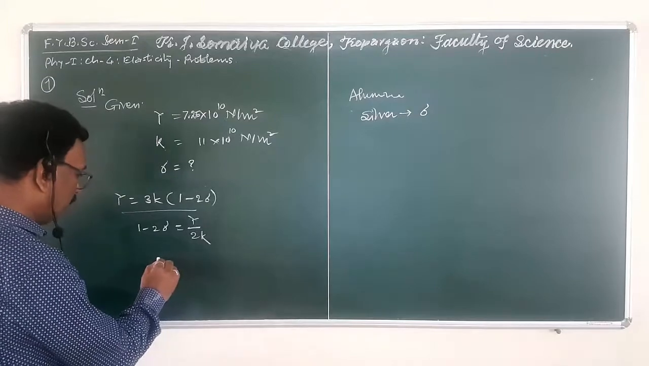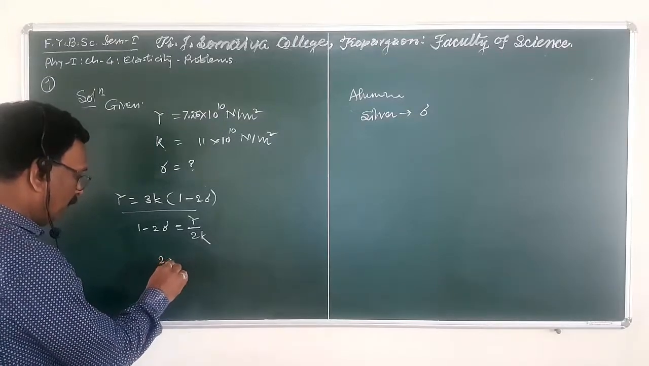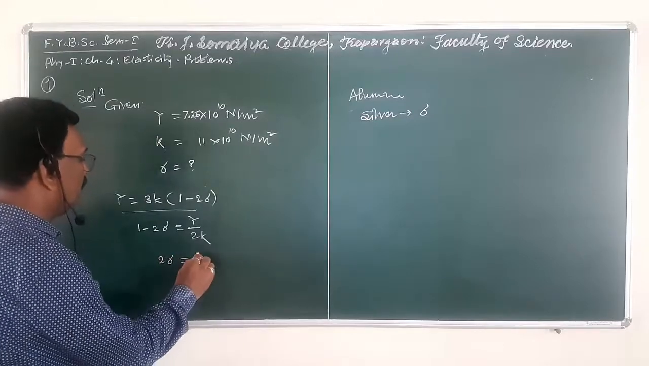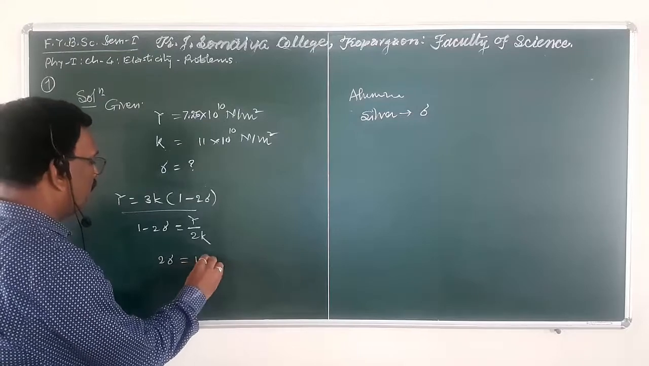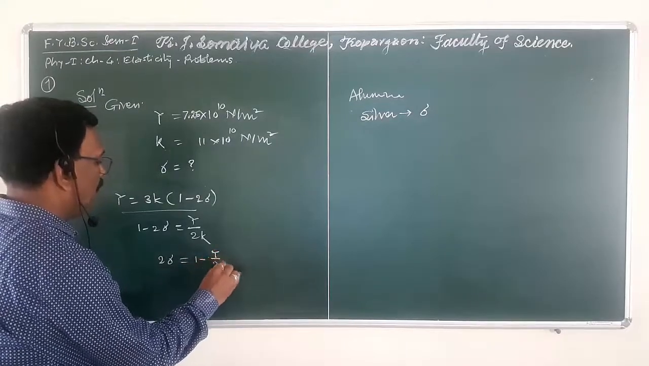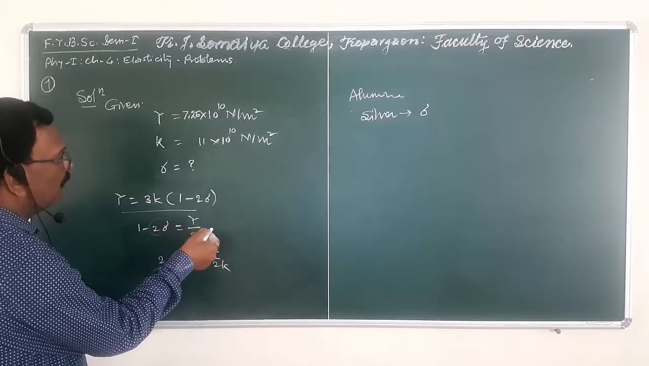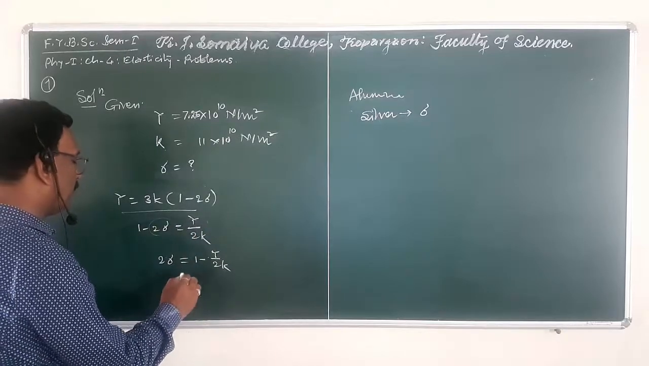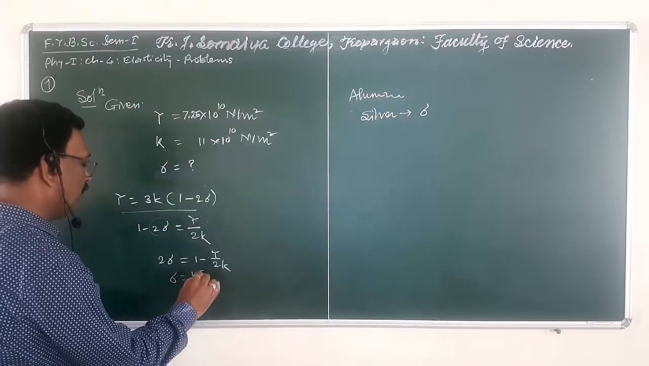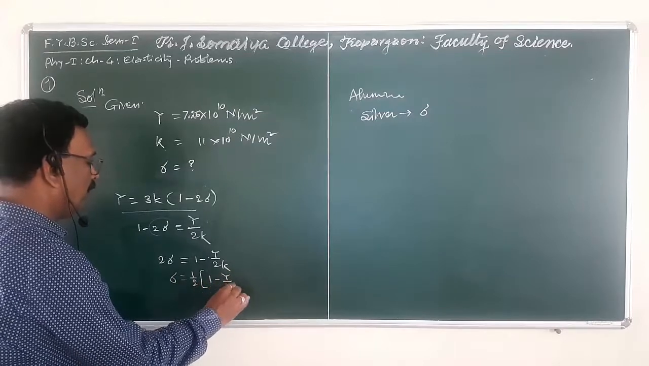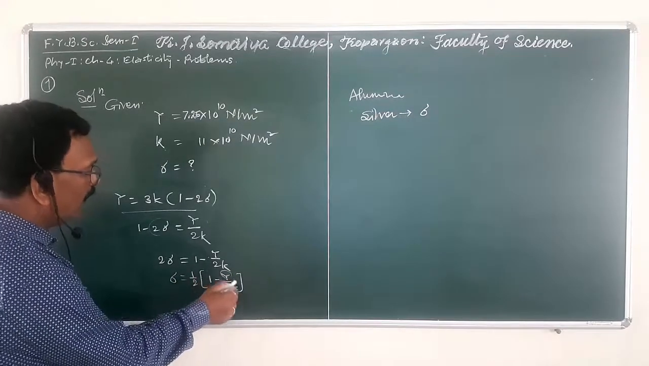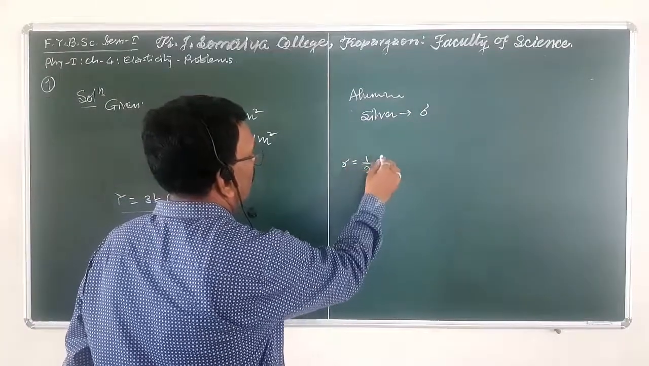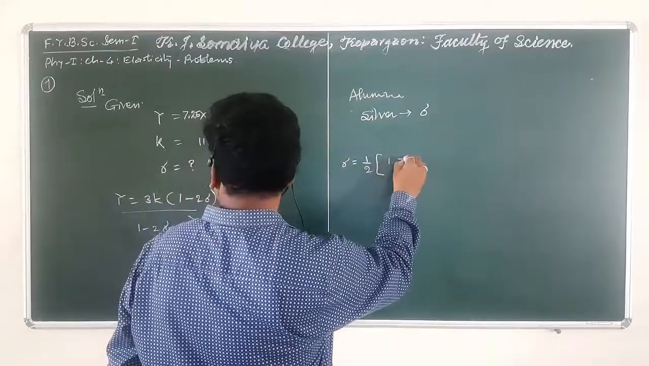Again from this, solve this: 2 sigma is equal to y plus, or simply 1 minus y upon 2k. Rearrange this equation: simply move this term towards this side and move these terms towards this side. We have sigma is equal to 1/2 in bracket 1 minus y upon 2k. Then substitute the value of y and k.